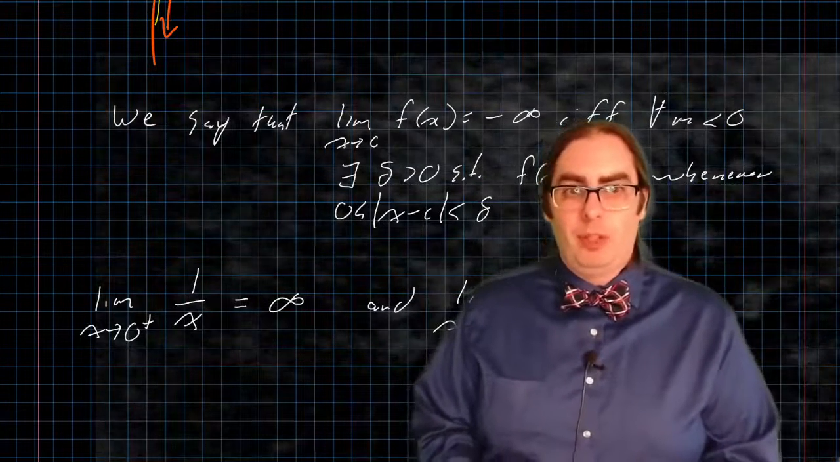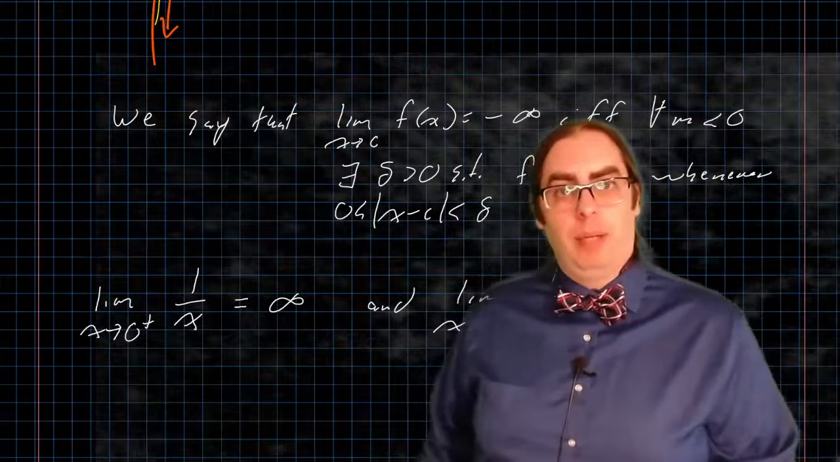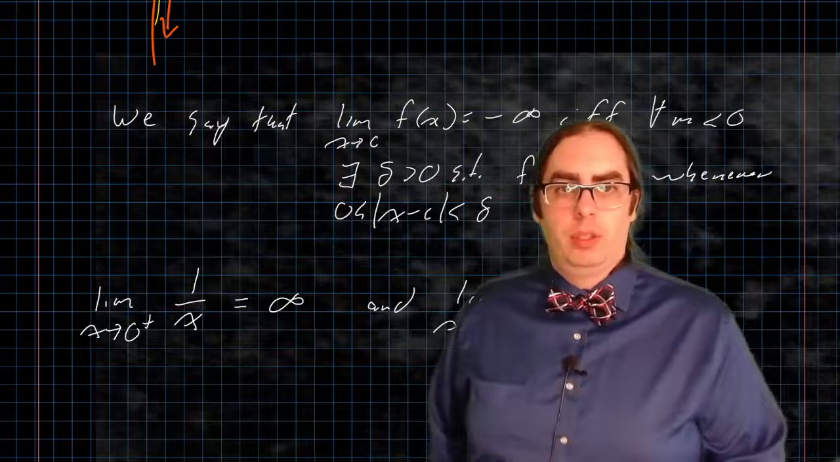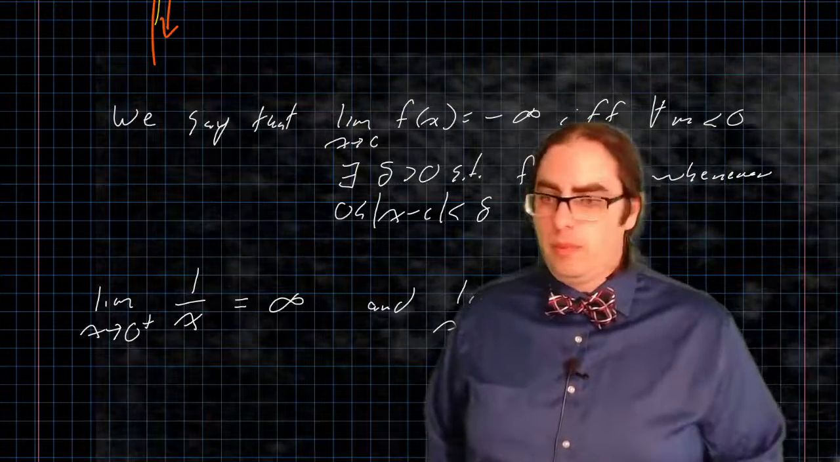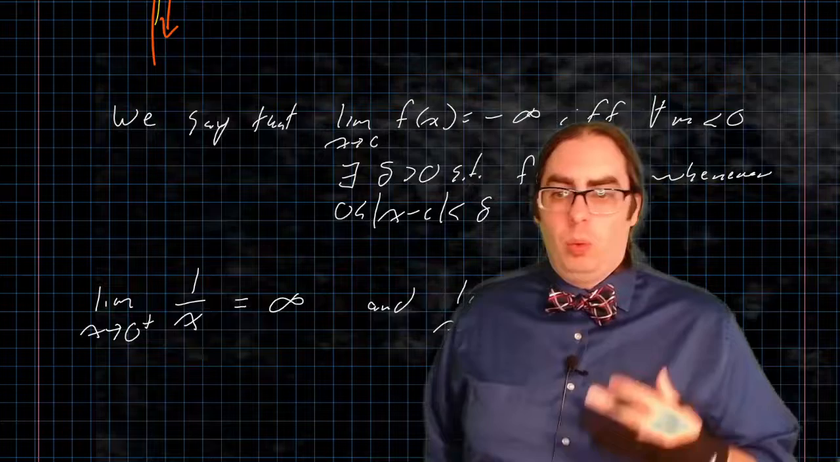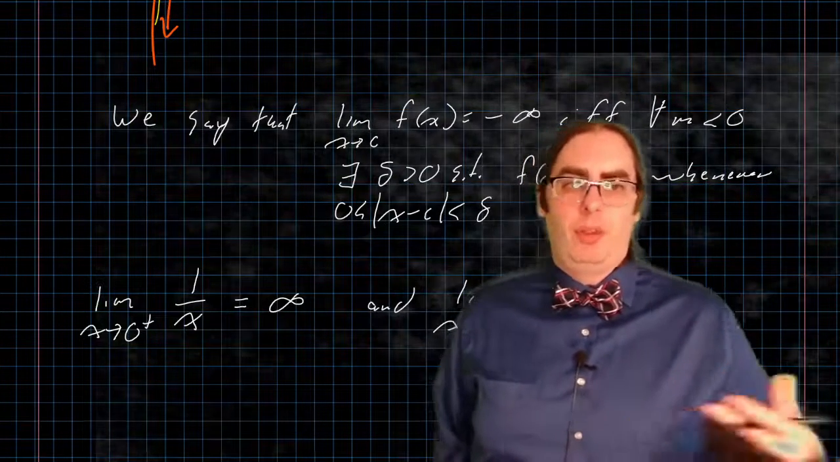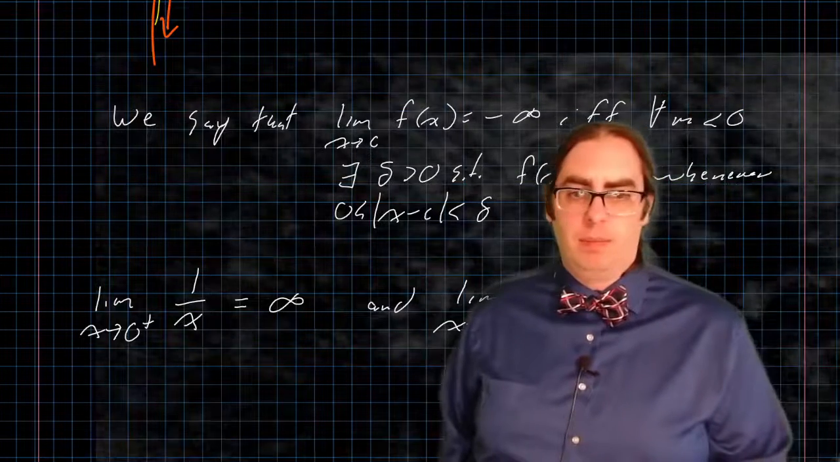Infinity is not a real number. For 1 over x to be defined, it has to be a real number, right? Real numbers are closed under division, except for dividing by 0. And so we have to be careful of our language. The limit is infinity, the function is not infinity.